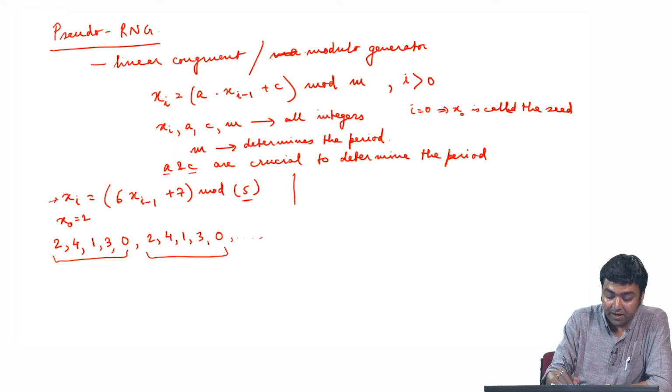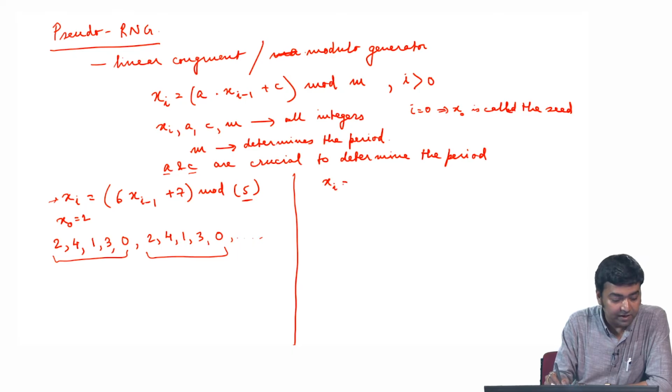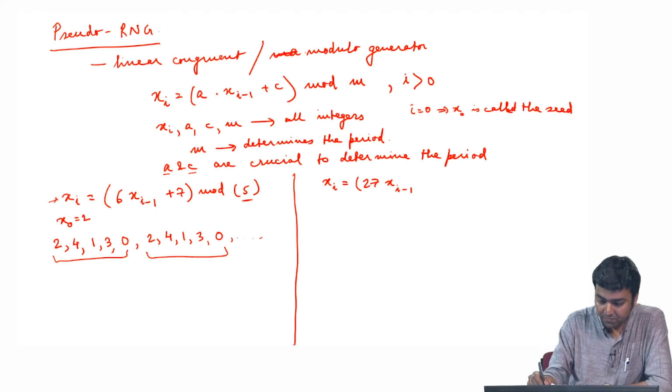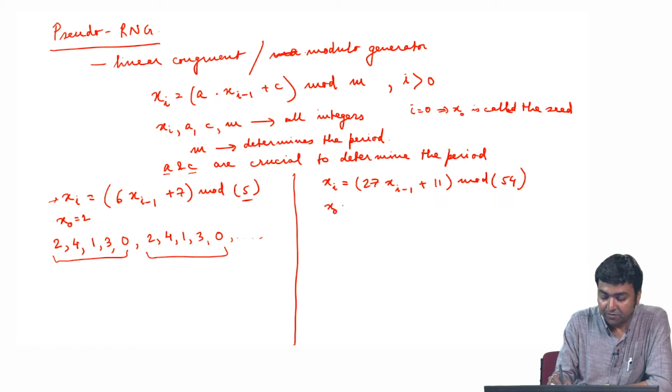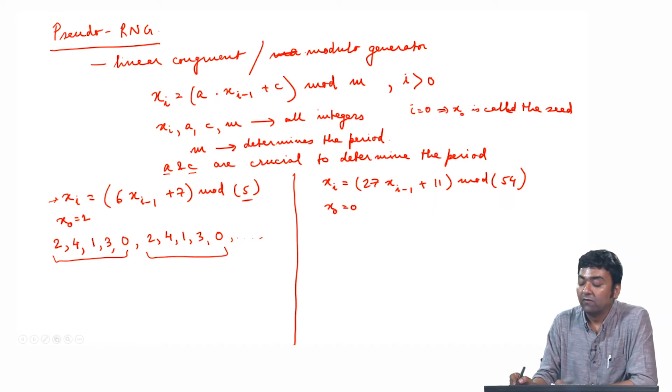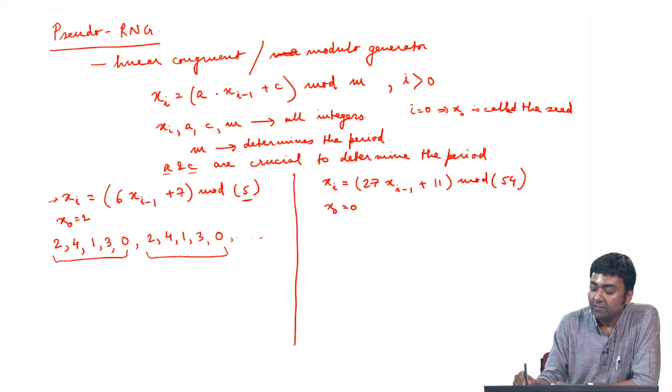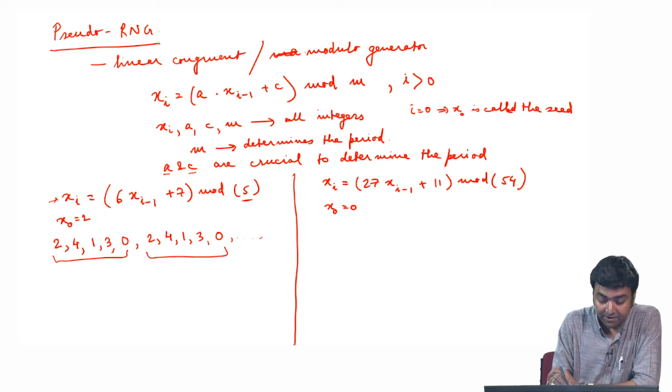Okay. Now, let us take another case where I use the following expression: x_i equals 27 x_(i-1) plus 11 modulo 54, and I start with x_0 equals 0 as my seed. What I would have expected is that the period for this random number series would have been 54, but when I try to generate the series, what I find is the following.